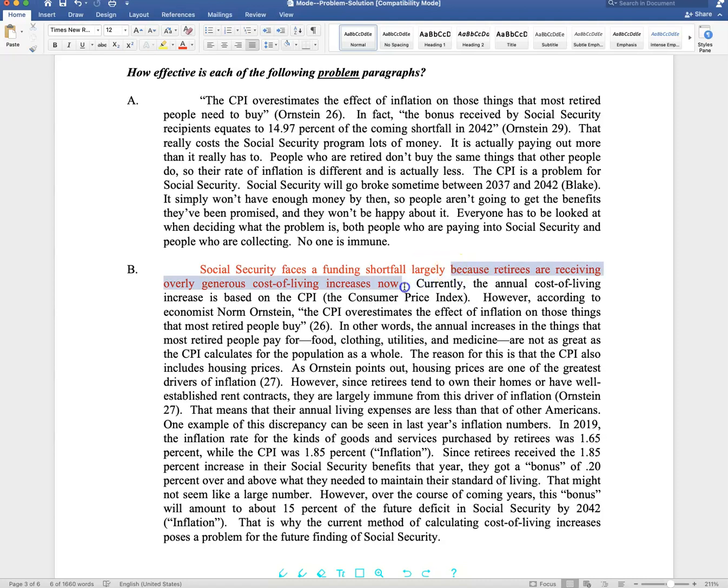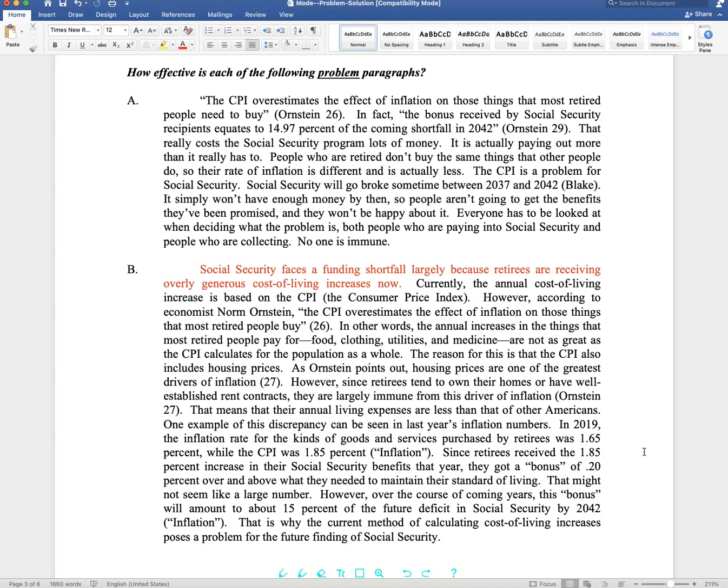And then it's talking about a reason for that, one of the causes. Retirees are receiving overly generous cost of living increases now. So we know we're talking about a problem, and we know which aspect of the problem the paragraph will focus on. We also have enough evidence, certainly more than two pieces of evidence. We have the kind of evidence we want. We have quotes from named experts, right? We have statistics from sources here. And we have good context and analysis to present each one.